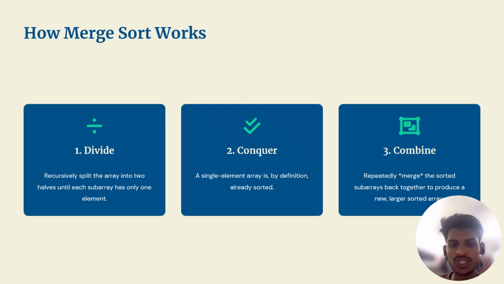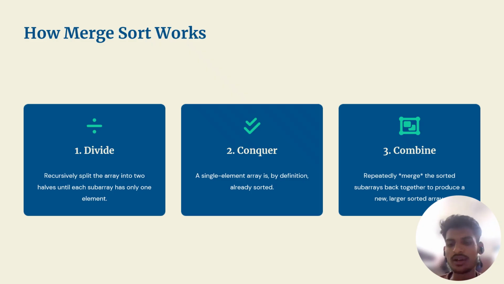Now, next comes the conquer method. Once we have broken the array into individual elements, there is nothing more to sort. A single element is already sorted, right? So at this stage, merge sort is basically waiting with these tiny sorted pieces and preparing for the main step.